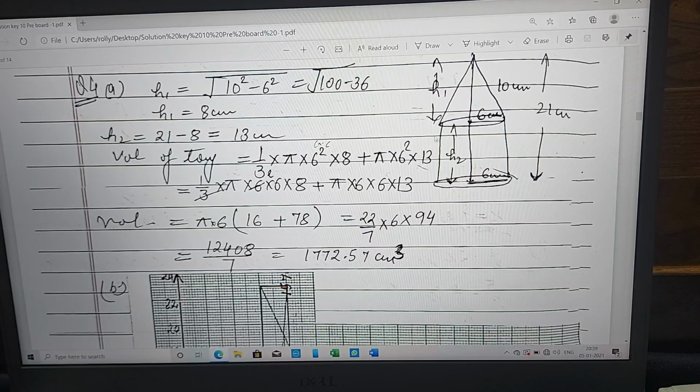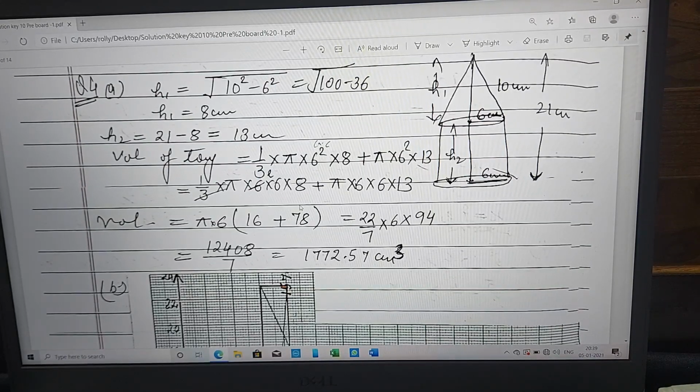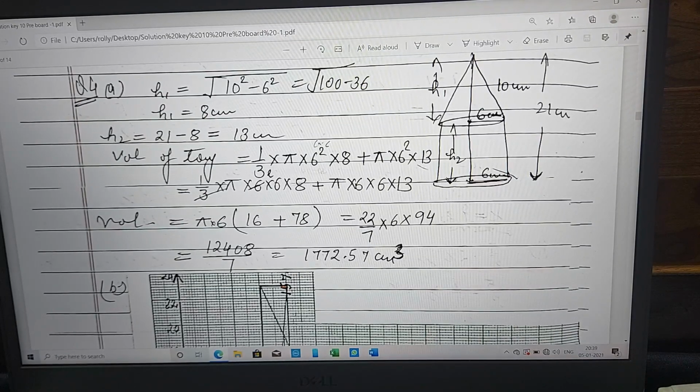The common mistake: the height for the cylindrical part was taken as 21. Many children have, very surprisingly, used the wrong formula. They have used a formula for a sphere, and sphere is not in the course. So you can take pi common, you can take 6 common, and you can calculate the answer in decimal.